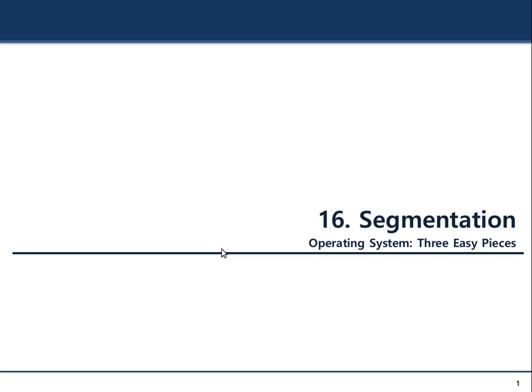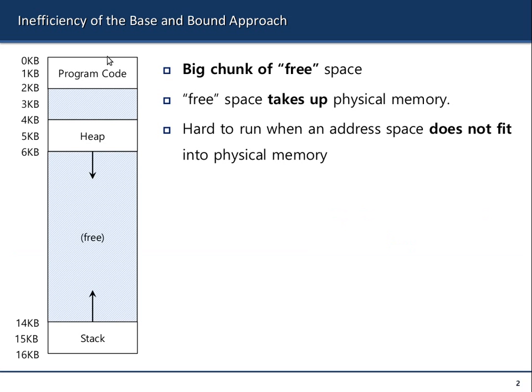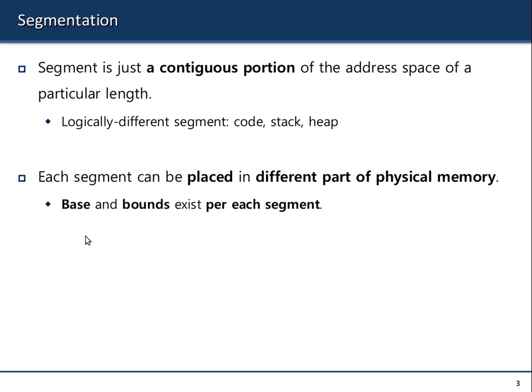Okay. So going back to the topic, segmentation. The original idea of the base and bounds is that every logical component of the process belongs to a single contiguous memory space. And you have to specify the base and the bounds, right? That's the idea. Now, the problem with that is you have this unused space, right? So the concept of segmentation is basically, why don't we allocate spaces for each of the logical segments, even though they are not contiguous in the physical memory?